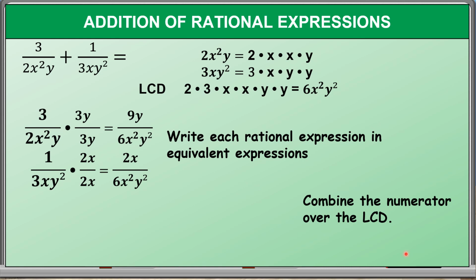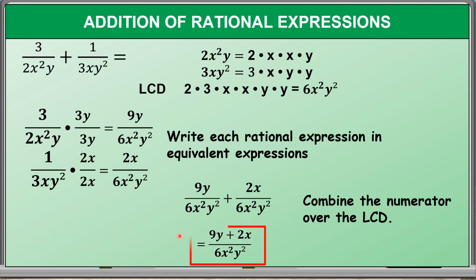And of course, by combining the numerators over the LCD, we have 9y all over 6x squared y squared plus 2x all over 6x squared y squared. This will give you 9y plus 2x all over 6x squared y squared. So, hindi natin pwedeng i-combine si 9y plus 2x kasi magkaiba po sila ng literal coefficient. Copy?